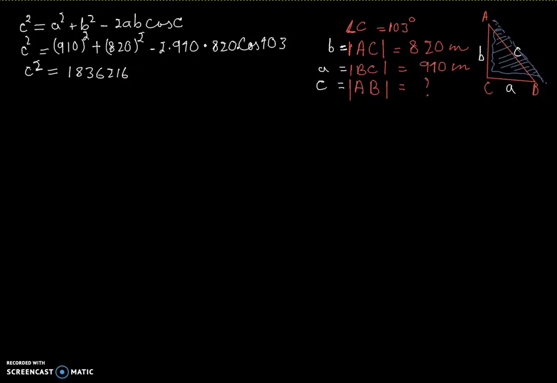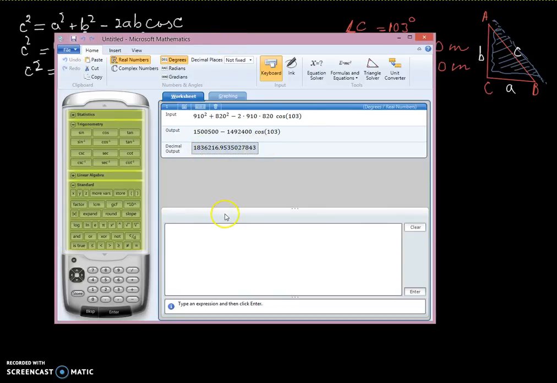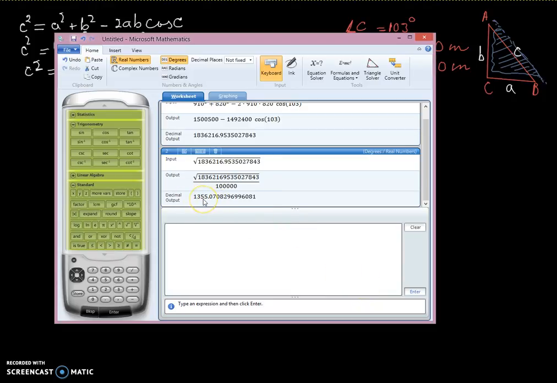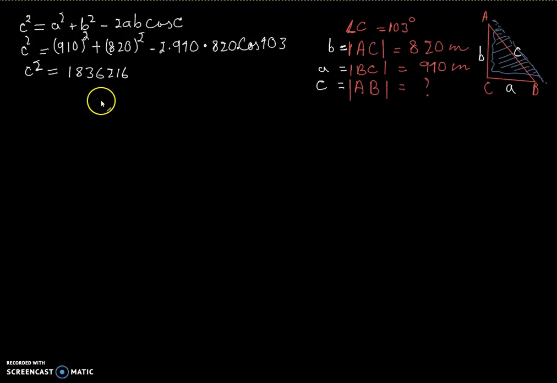Now let me see how I can get a root of this. How can I copy this maybe, and then root 2 of this. No, copy to input and root 2 of this. Didn't work. I'm sorry, I'm just learning how to use this calculator. And so then I guess we could bring this down over here and enter, and you get 1355.07, something like this. Or we can simply round it off to 1355. So basically C is equal to 1355 meters. That's your answer.